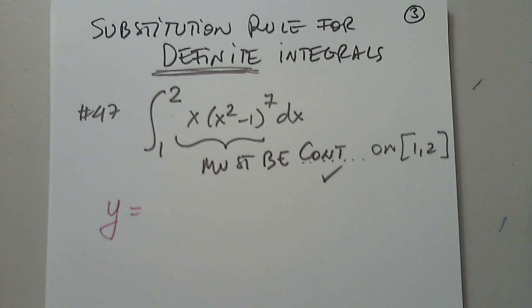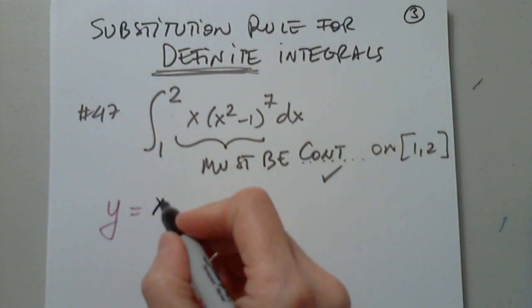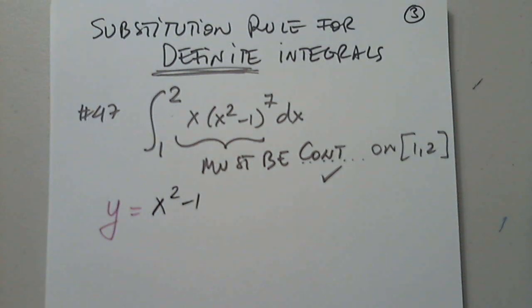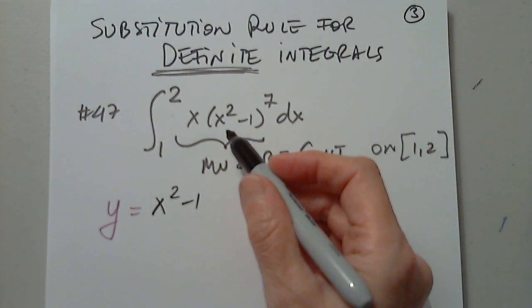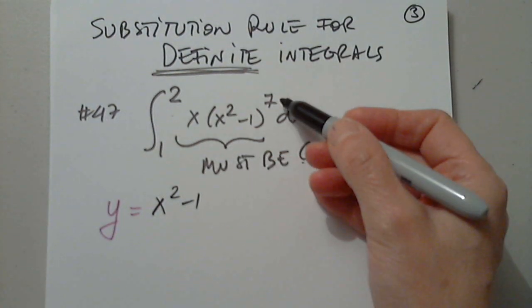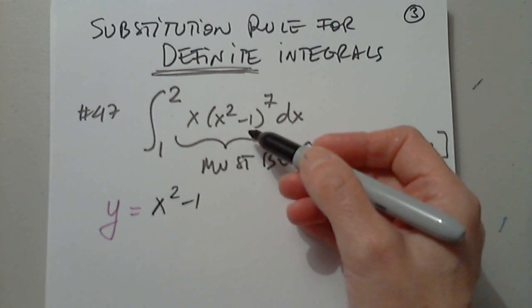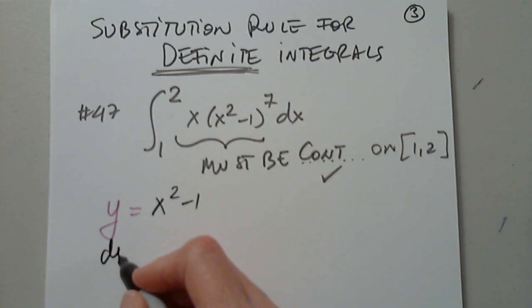If we embark on a wild goose chase, we'll come back and do it again. x squared minus 1 to the 7th? Just x squared minus 1. Good. This is the problem, because I don't want to raise it to the 7th power. It's too much. Good. Now we have to determine dy.